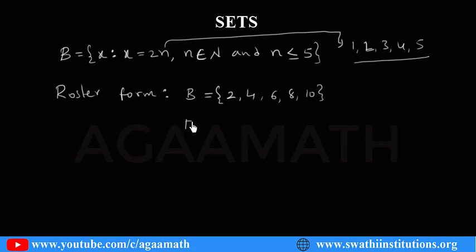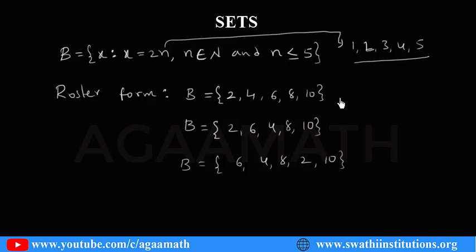Some students may write like this: B equals to 2, 6, 4, 8, 10. And some other may write B equals to 6, 4, 8, 2, 10. This is right, this is right, this is right. And remember, whenever you would like to write into the set, order is not important. You can write in any order.